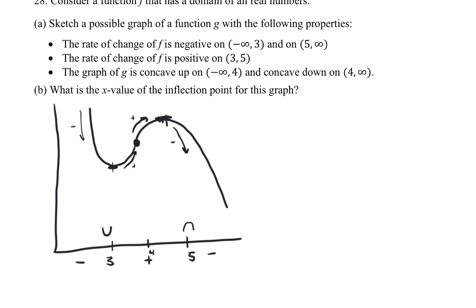Then in part B, what is the x value of the inflection point of this graph? The inflection point is where it switches from concave up to concave down, given by the last bullet point. For B, that's just where x is equal to 4, because that's where the attributes of the graph change, right there, from the concavity.